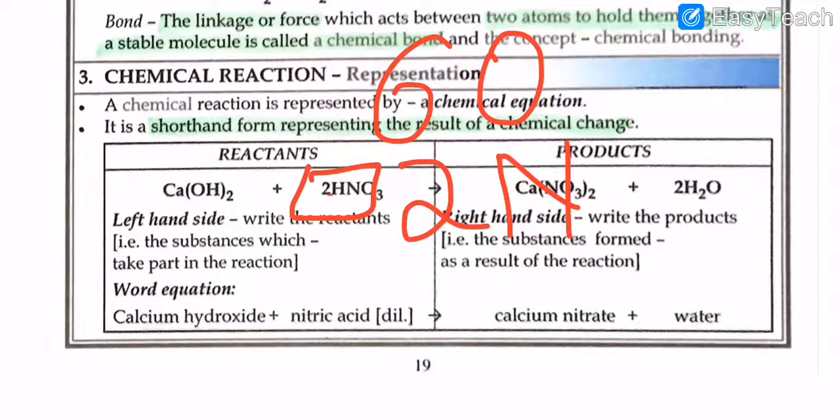So left hand side you have the reactants, right hand side you have the products, and when we want to read it as a word equation, you would say calcium hydroxide plus nitric acid gives you calcium nitrate plus water. Alright, and this is your complete reaction. Alright, let's go to the next page now.